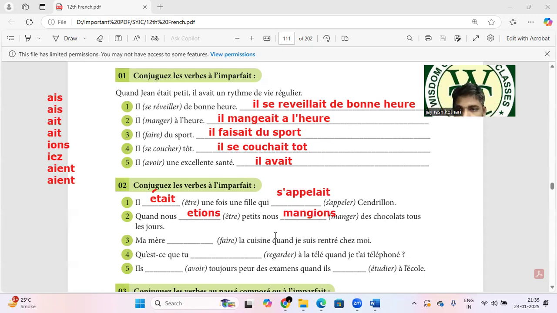So can you repeat the translation of the first sentence? I didn't understand. First sentence, it's an expression. Once upon a time, il était une fois. Once upon a time, a girl whose name was Cinderella. Third one, ma mère faisait, F-A-I-S-A-I-T. My mother used to cook the food when I came back to my place.